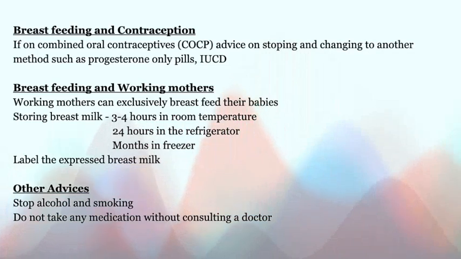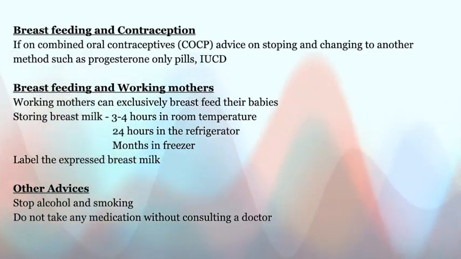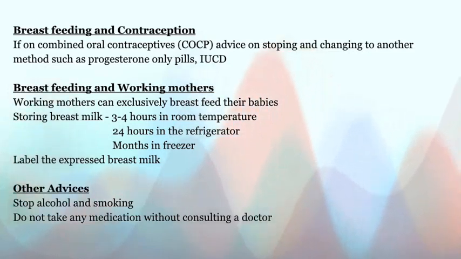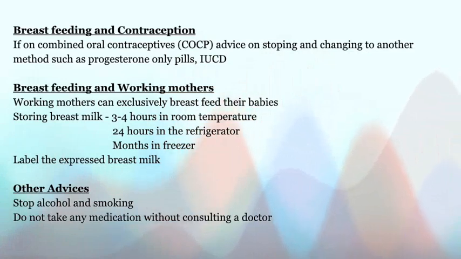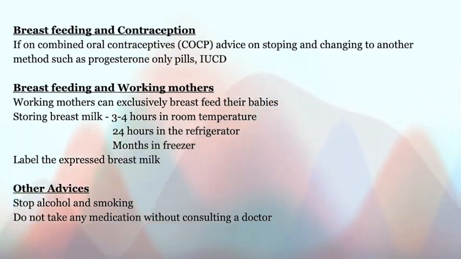Working mothers can exclusively breastfeed their babies without any issue. So you can advise on storing breast milk. Expressed breast milk, if kept at room temperature, can be kept for 3 to 4 hours. If it's in the refrigerator, it's for 24 hours, and you can keep expressed breast milk in the freezer for months. So if the mother is planning to move for a long time, maybe fly abroad, the mother can freeze her breast milk. But if she's going for that option, you should advise the mother to label the packs of breast milk so that the older ones can be used for the baby first.